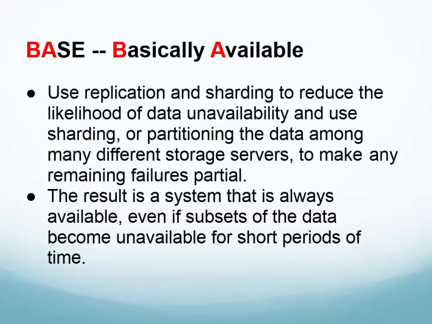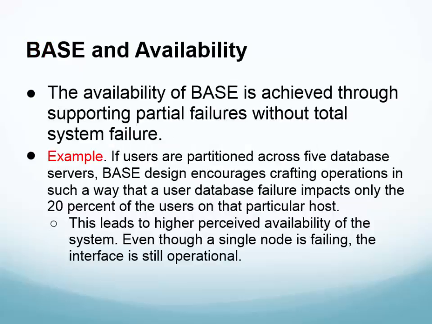In NoSQL, we use basically available, BA, the first part. We use replication and sharding to reduce the likelihood of data unavailability, and use sharding or partitioning of the data among many different storage servers to make any remaining failures partial. The result is a system that is always available even if subsets of the data become unavailable for short time periods. So this is the first part, basically available.